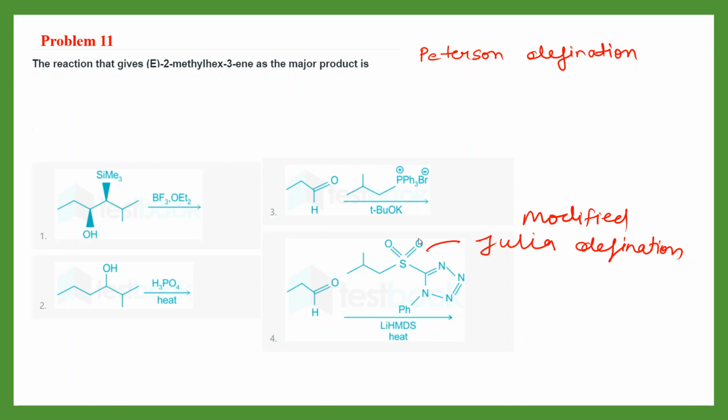Okay. So you should know, students, this is your Lewis acid. In acidic media, your OH and SiMe3 should be syn or anti? Anti. Correct? But here they are syn. So obviously, whatever product will form will come cis to each other.